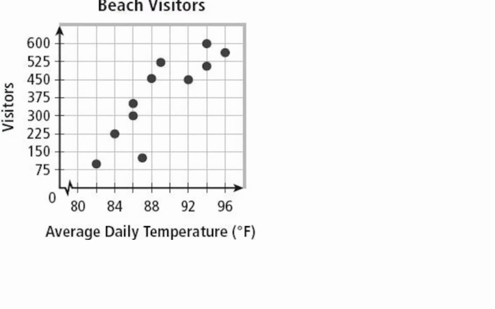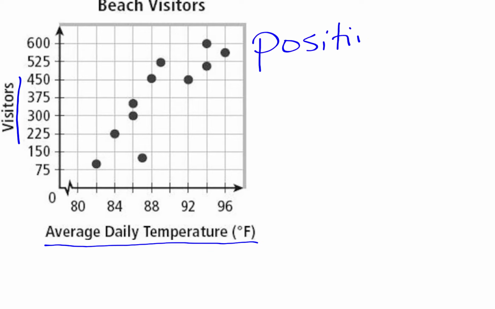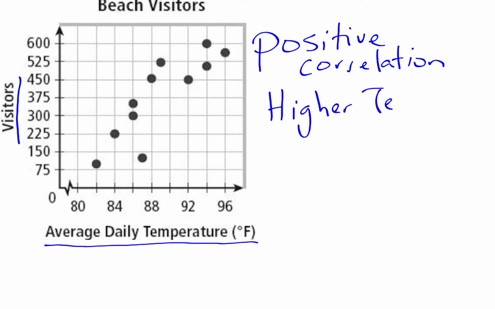Okay, beach visitors. This is the average daily temperature in degrees Fahrenheit and the number of visitors to a particular beach. Now, looking at this, it does look like it's got a positive relationship. So let's go ahead and say it's a positive association, a positive correlation. And it looks like higher temperatures see increased beach attendance.